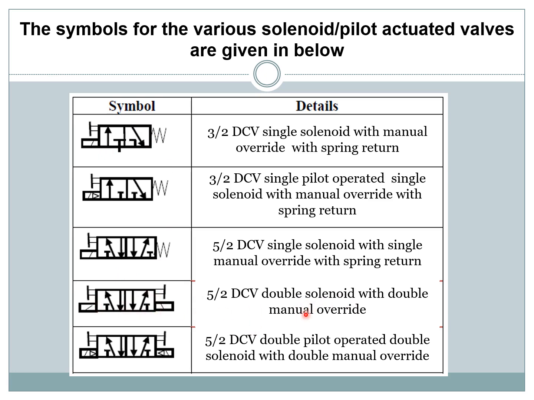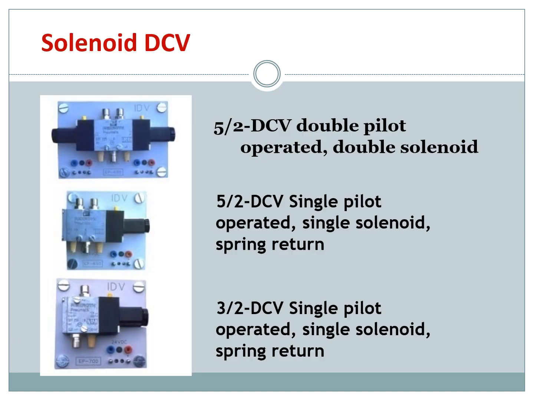Okay, so based on this you will know. So you have a double solenoid with double manual override. So meaning you have two push buttons to control two relays in this directional control valve, and you can have a double pilot operated double solenoid with a double manual override. So similar like this. When you have a triangle here, it's considered that you have a pilot operated joined with your double solenoid. So it depends on your creativity and your design of the system.